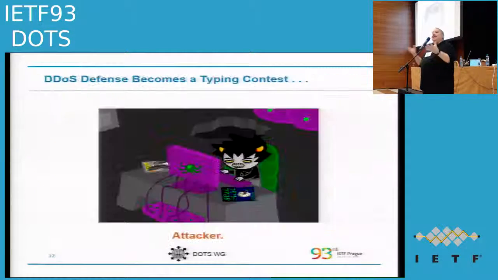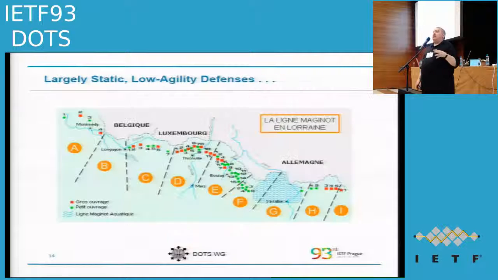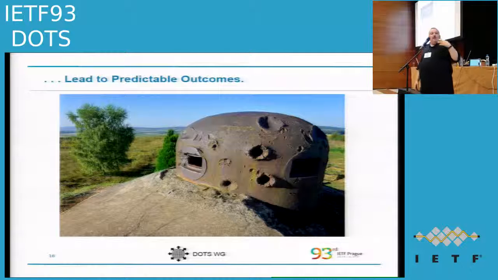Next slide, please. So what happens is DDoS defense devolves into a typing contest between the attackers, next slide, and the defenders, who in many cases are blindfolded because they don't receive adequate information from the organizations they're trying to protect. Next slide, please. And as history shows us, when we have largely static, low agility defenses that may not be deployed optimally, next slide, this is what happens.